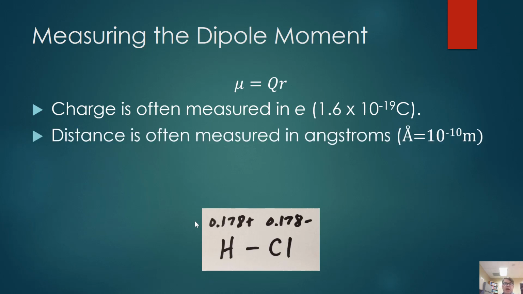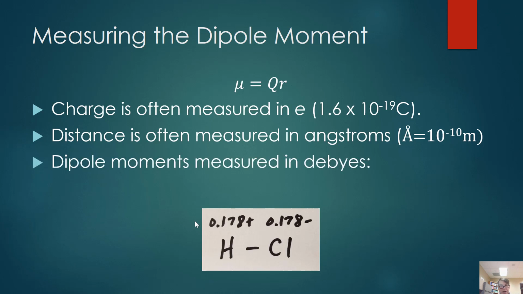Stay tuned. The distance, here's another problem. The distance is often measured in angstroms, which is an A with a little circle on top of it. And again, we're not yet to debyes. An angstrom is 1 times 10 to the minus 10 of a meter. So it's a very, very small unit. What about this debye thing you're talking about? Well, dipole moments are measured in debyes. And 1 debye is 3.34 times 10 to the minus 30 coulomb meters.